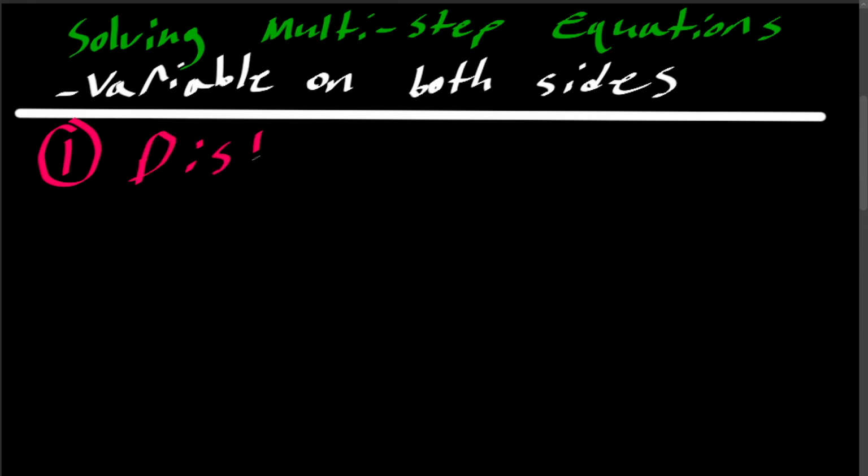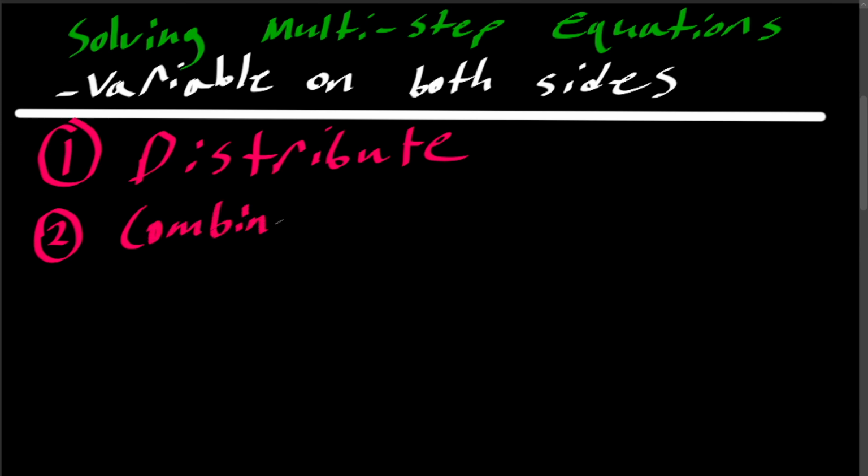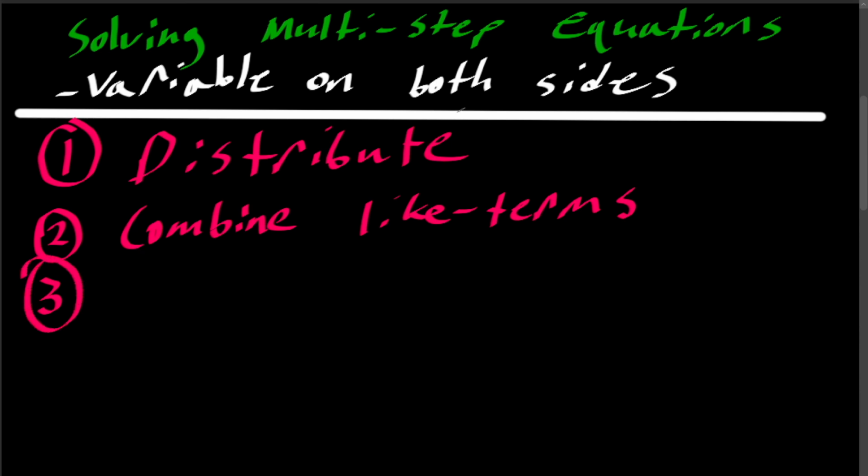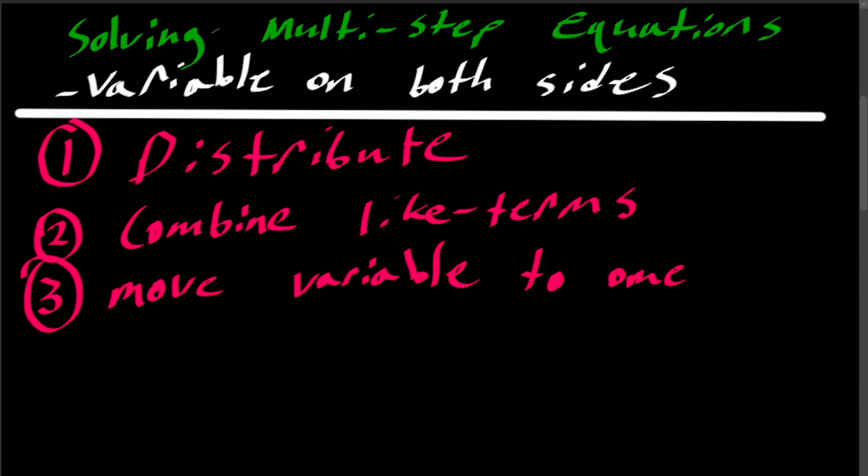So the first thing we're going to do is distribute. Second, we're going to combine our like terms. My handwriting's sloppy, so don't judge. The third step, now since the variable's on both sides, we actually need to move the variable to one side. So move variable to one side, which that is not how you spell one. It has an N, not an M. All right. So one side.